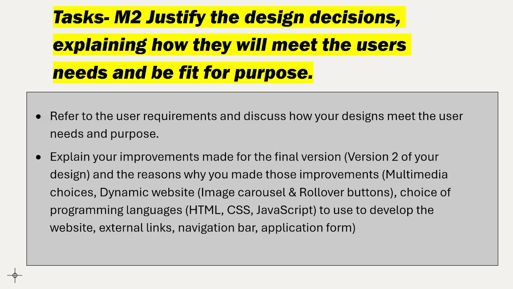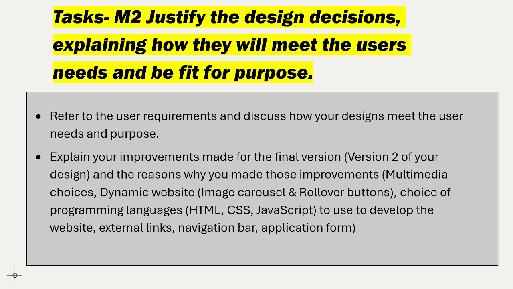So what you're going to do here is to refer back to your user requirements, and discuss how the things you've done in your design, how your web design pages, meet the user requirements and needs. If in the home page you put the description, how does it meet the requirements? Then explain the improvements you have made in the final version, which is the version 2 of your design. Why did you make those changes?